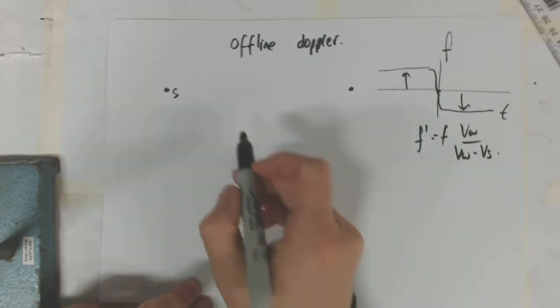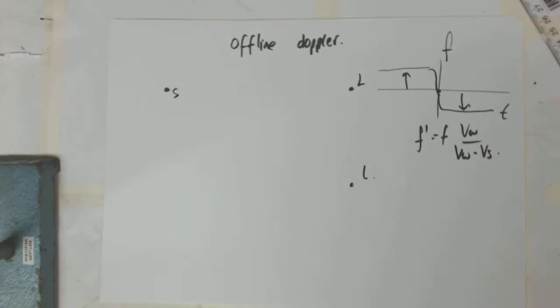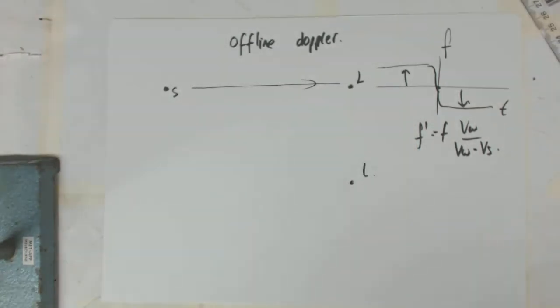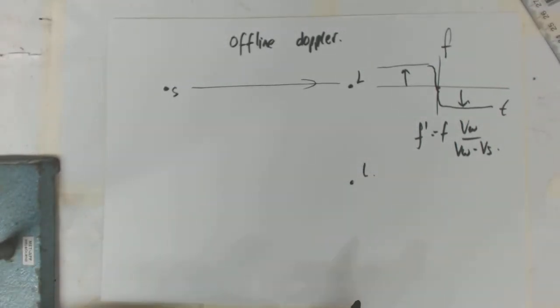Now, offline Doppler is where you've got your listener. That was a listener there. You've got your listener and he's offline. The source is still moving directly towards the listener, but he's now sort of standing back from it. Now, the point here is that Doppler only affects the wavelength if the source is moving in the direction in which the wave is traveling.